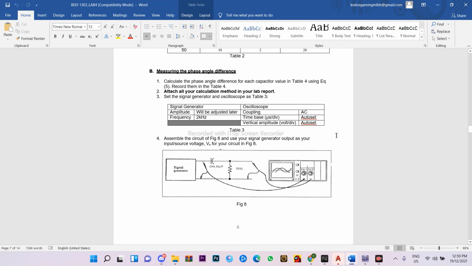And this is our setting and our circuit. For the setting, signal generator, the amplitude will be adjusted later and the frequency will be 2 kHz. And for the oscilloscope, coupling will be AC, time base and vertical amplitude will be auto set. And this is our circuit: signal generator, capacitor connected to a resistor, and all these things will be connected to the oscilloscope to see the waveform.